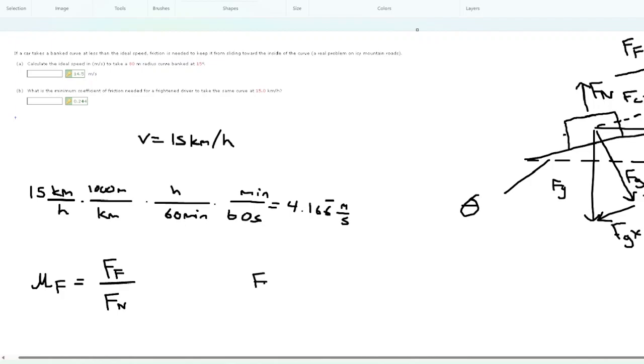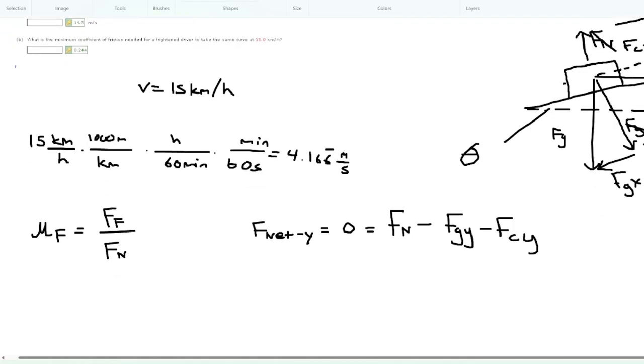well, the net force in the y direction is going to be equal to 0 because it's not moving up or down, and that's going to be equal to force normal minus FGY, the vertical component of the gravity, minus the vertical component of centripetal force. Okay. Do we have any other vertical forces? Let's see. Scratch this out. This is going that way. This is going that way. Nope, we're good. There are no other horizontal forces in this case.